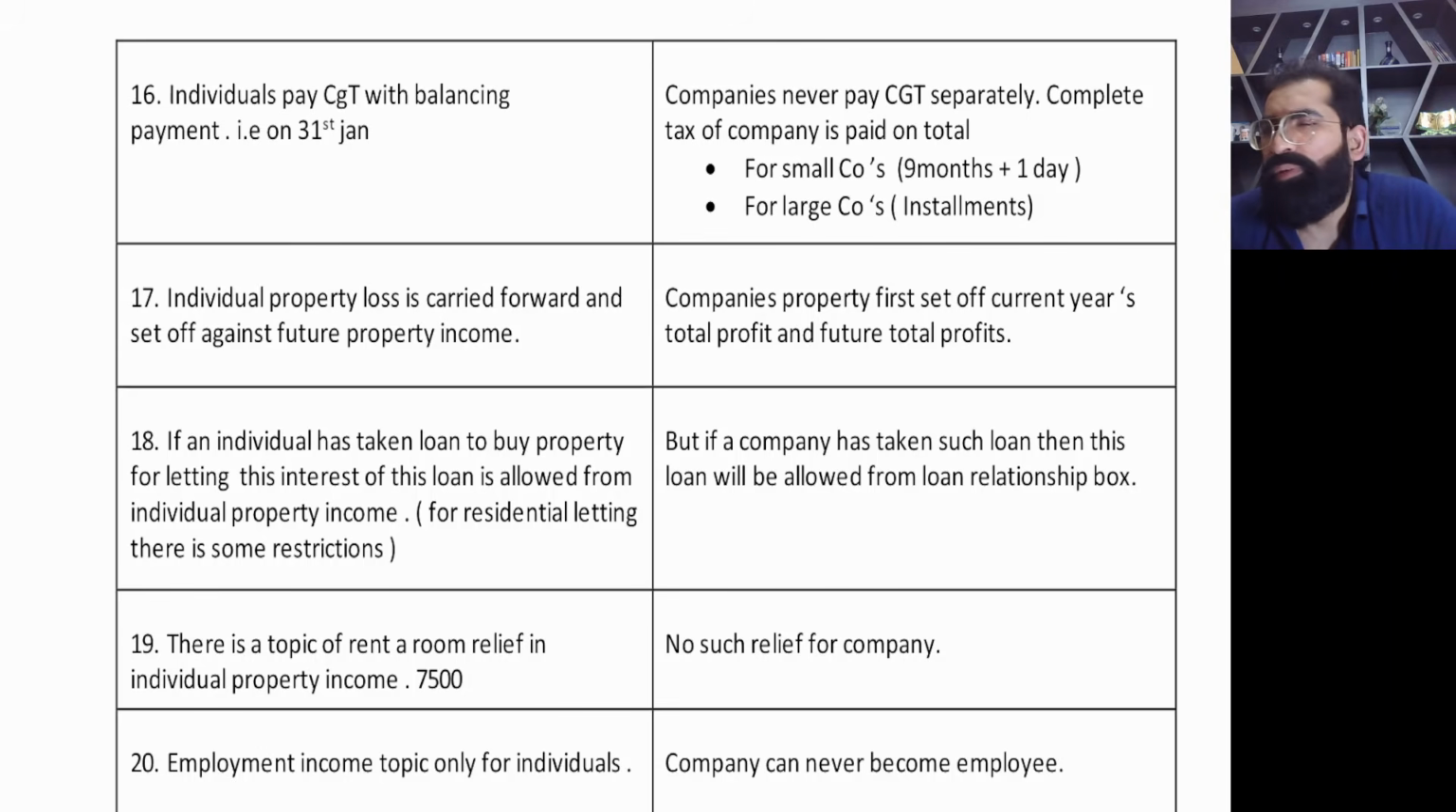for companies, tax payment dates are very simple. If you are a small company, then it is 9 months plus 1 day after the end of the accounting period. And if you are a large company, then you have to pay in installments. Hope you remember the CGT of self-assessment companies.